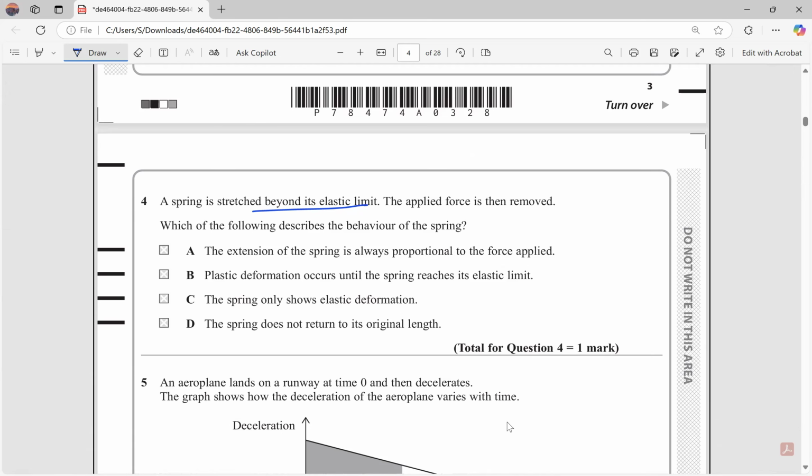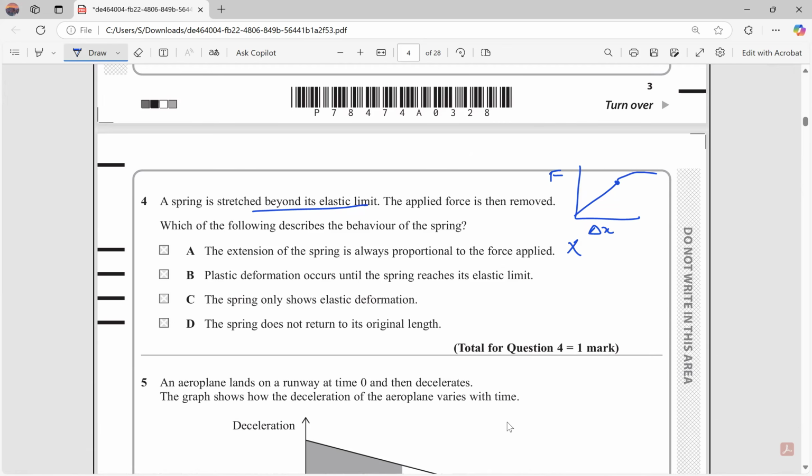So, let's look at the options. The extension of the spring is always proportional to the force applied. No, it's only proportional until the limit of proportionality. Like when you draw the Hooke's law graph, it's up till here. After that, it's no longer proportional.